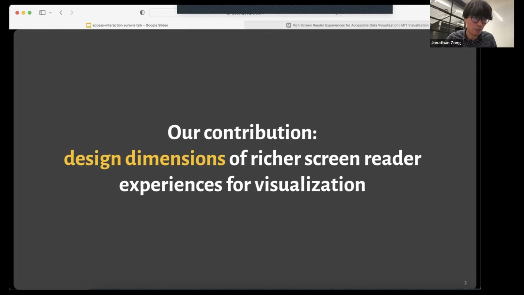And what I mean by design dimensions is we wanted to think about not only how to make interesting software prototypes or a library, but use that process of designing the interface to come up with a framework or a set of design considerations that anyone who wants to design screen reader interfaces for visualization might find helpful. So our interest was not only producing the software, but also figuring out how to think more systematically about the design process for making this kind of thing.